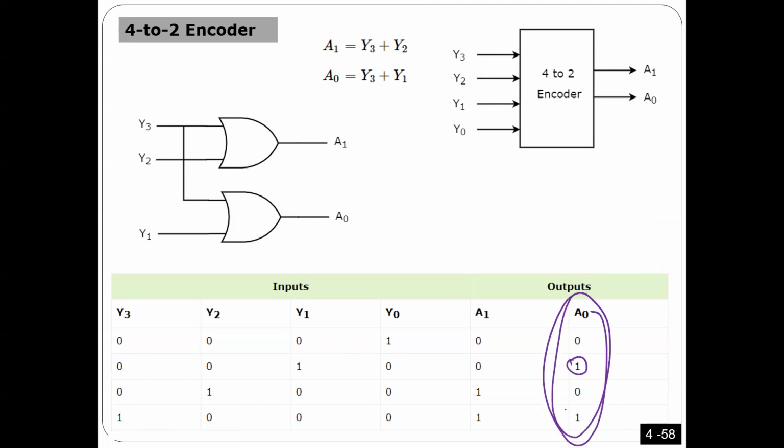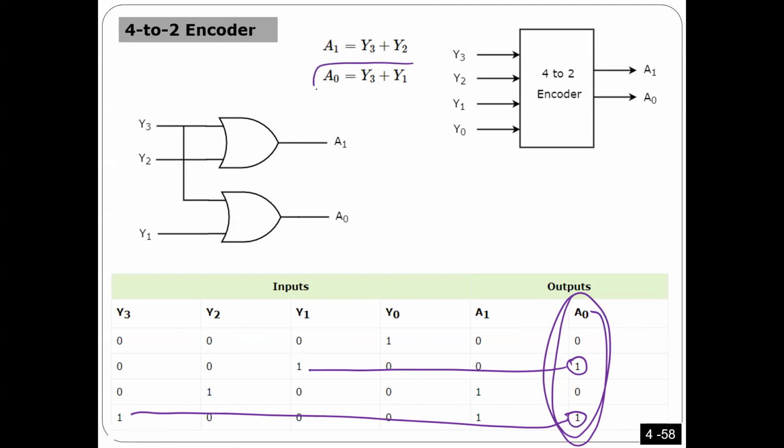E1 has to be 1 here and 1 here. So 1 here, that means it has to be 1 when Y1 is 1, and has to be 1 when Y2, Y3 is 1. So if Y1 is 1, E naught has to be 1, or if Y3 is 1, E naught has to be 1. That's how I'm going to make it, very easy. So here E naught is equal to Y3 or Y1. If Y1 is 1 or Y3 is 1, E naught has to be 1.